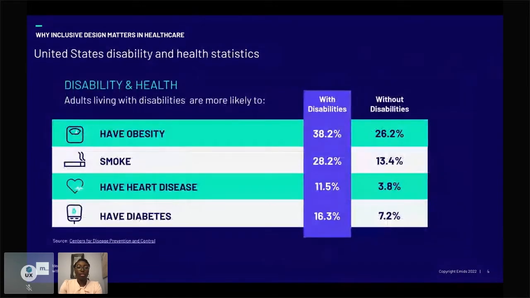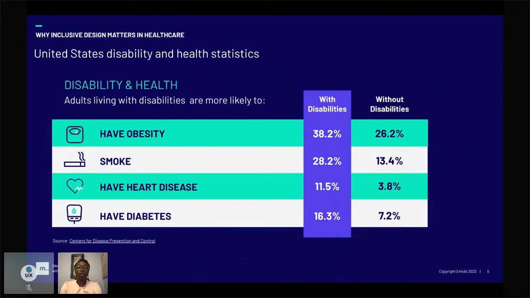I'd like to share with us data from United States Disability and Health. This was released in 2018. And if you look at this figure, you will quickly notice that adults with disabilities have a higher possibility of healthcare needs. It shows that 38.2% of adults with disability have obesity compared to those without disability. So what it implies is that more people with disability are accessing healthcare.